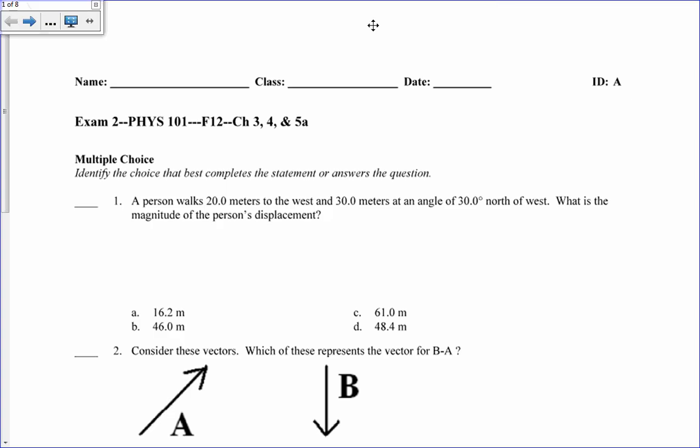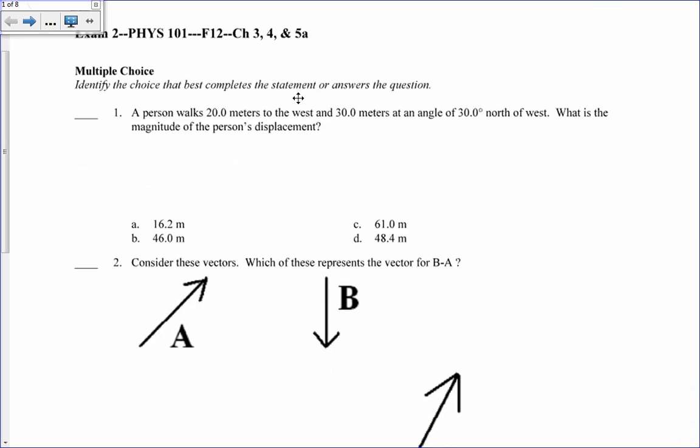All right, this is exam 2 for Physics 101, Fall 2012. This person walks 20 meters to the west and 30 meters at an angle of 30 degrees north of west. So that's 20 meters, and then 30 meters at north of west. That's this 30 degrees. All right, so this is 20, this is 30.